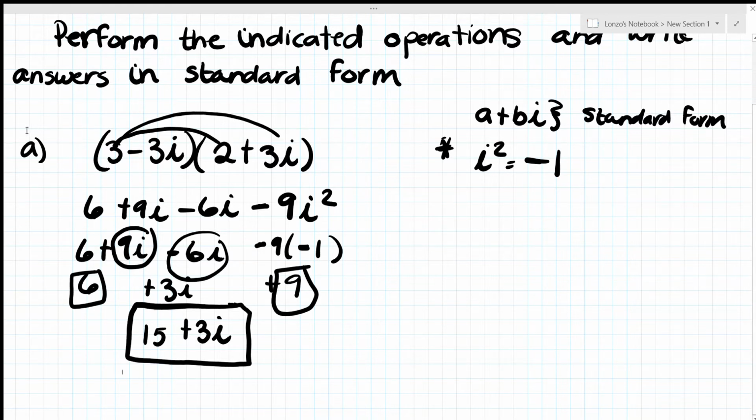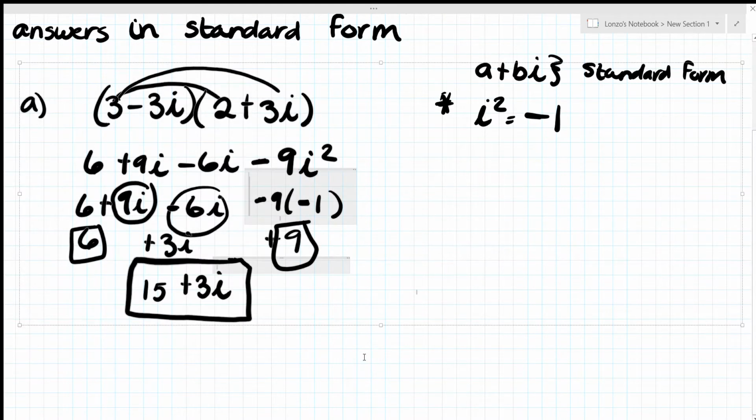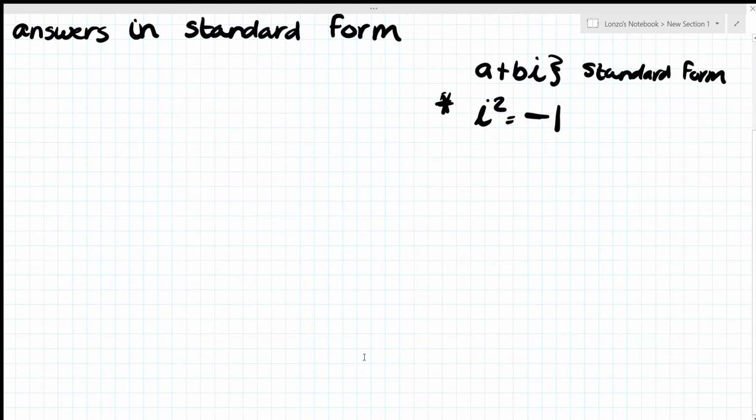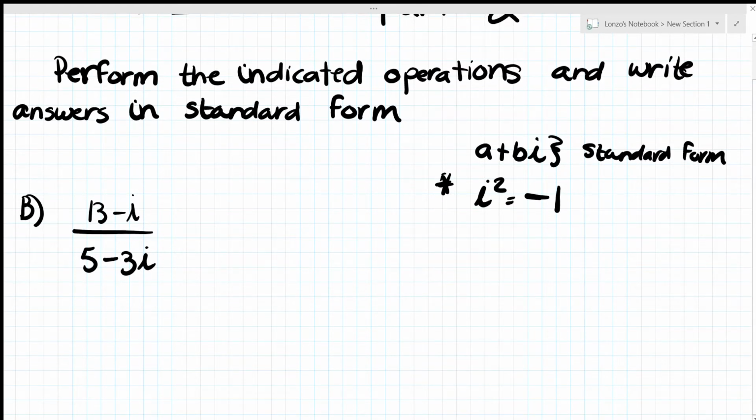Now let's do another one that involves conjugates. We'll call this part B. So let's say we have 13 minus i over 5 minus 3i, right? Same question: perform the indicated operation, write the answers in standard form. But this time, we have to take the conjugate of this one.